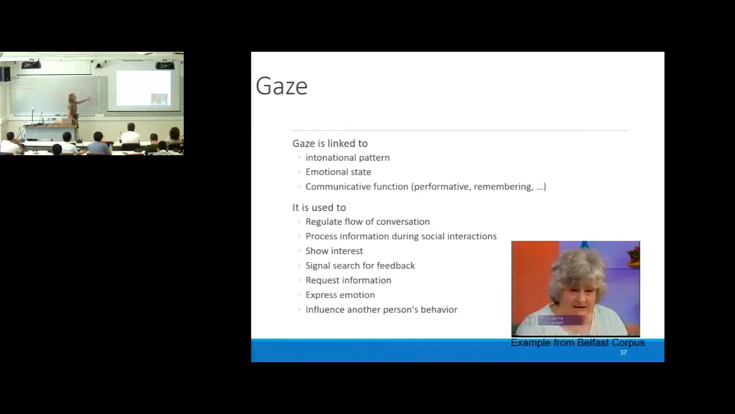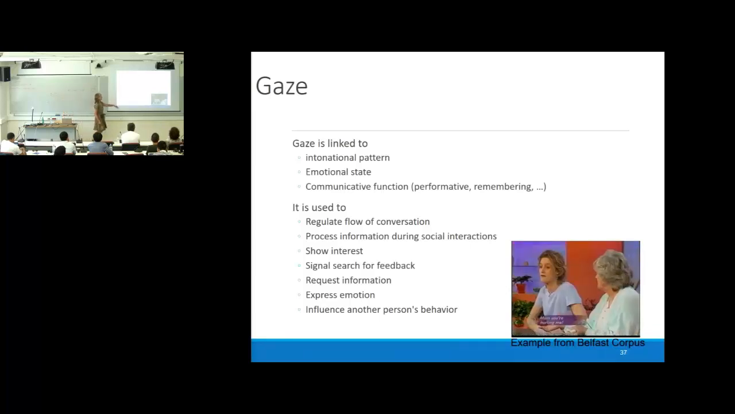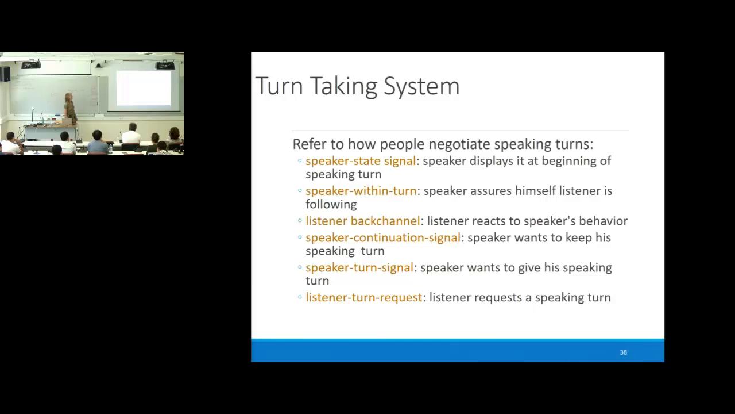And the gaze also is important. It's linked to intonation pattern and emotional state, and has different communicative functions. It can also provide a lot of information about the relationship between people. Look at the gaze, especially at the end. You can imagine a daughter and mother; you can get their relationship very easily. It's not very positive. Turn taking: through just our body behaviors and gaze behaviors, we can also signal as speakers, do I want to keep the turn? Do I want to take the turn? Do I want to give the turn, and all that?